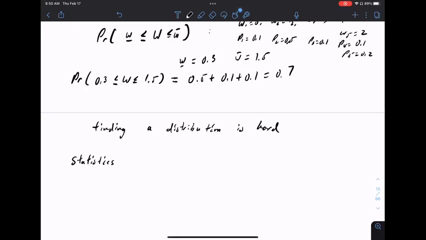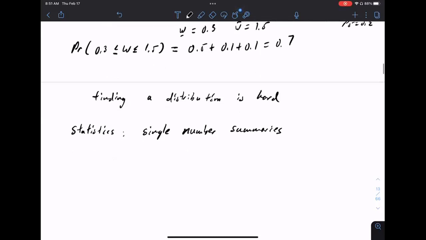Last time we said these are basically single number summaries. You compute the distribution, think of it as a big table of numbers. A statistic is a single number you can compute from this distribution that will tell you something interesting. So the most basic one is the mean.